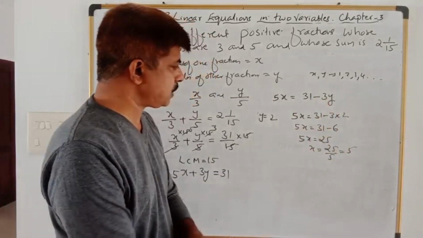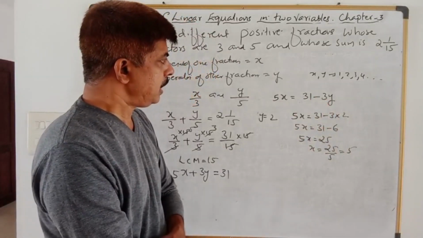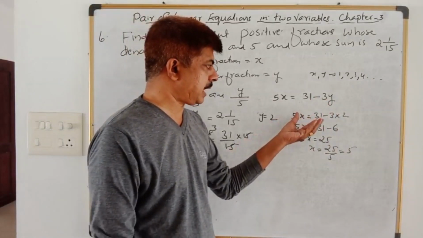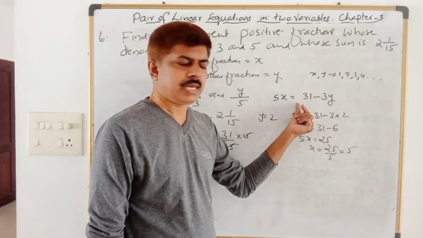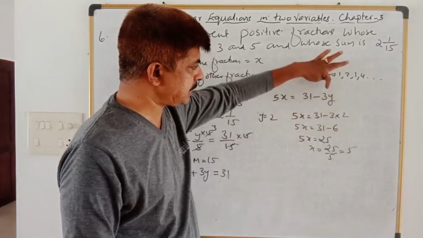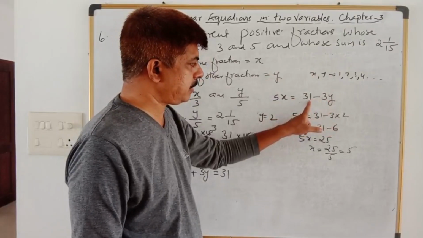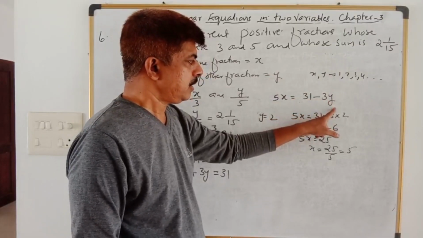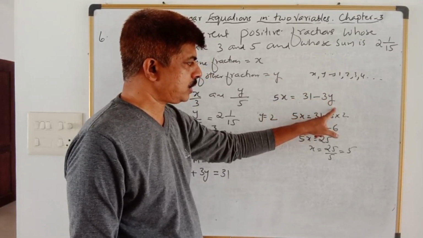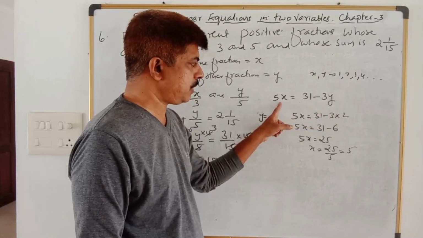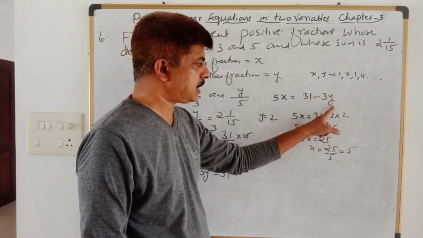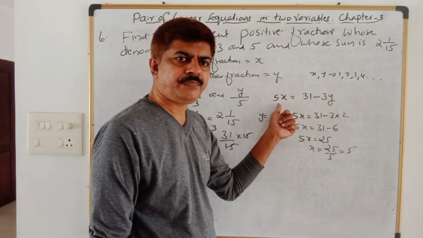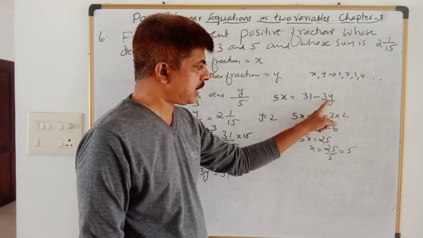Try all other possibilities. Now let us try some more possibilities. There are some more values that will satisfy this equation. So let us put the next, 3. 3 into 3 is 9, so 31 minus 9. What is 31 minus 9? 22. 22 is not divisible by 5. Now let us put 4. 3 fours are 12. 31 minus 12 is not divisible by 5.